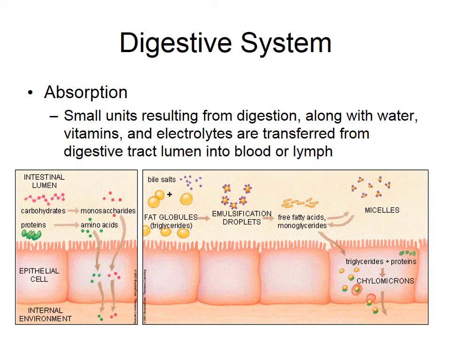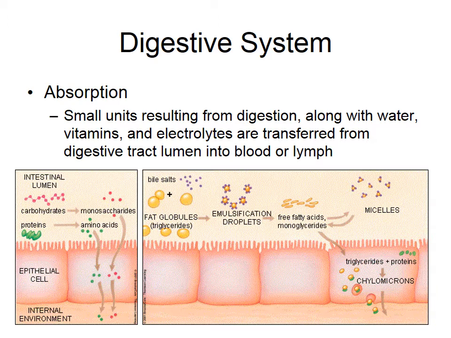Those small units from digestion, as well as water that you've either drank, exogenous water, or water that you've secreted into the GI tract, as well as any vitamins and electrolytes you've taken in, are going to move from the lumen of the GI tract into the internal body compartment. Here we have the intestinal lumen, which is an external body surface, and it's lined by epithelial cells. These epithelial cells are called enterocytes. And just like those proximal tubule cells, the apical membrane that faces the intestinal lumen has microvilli.